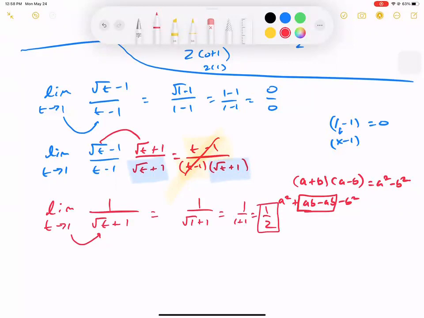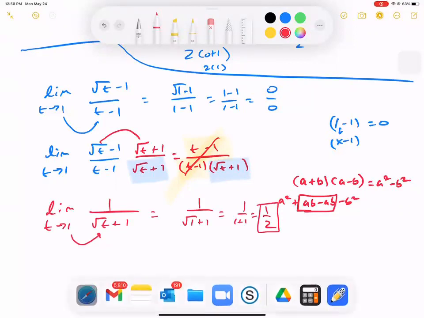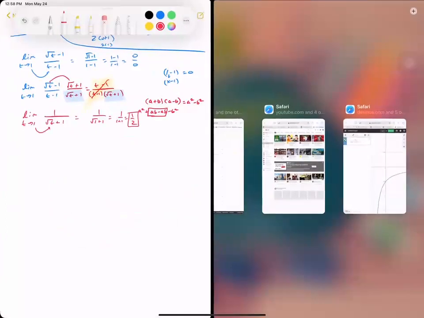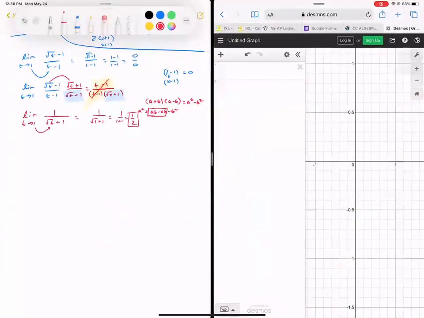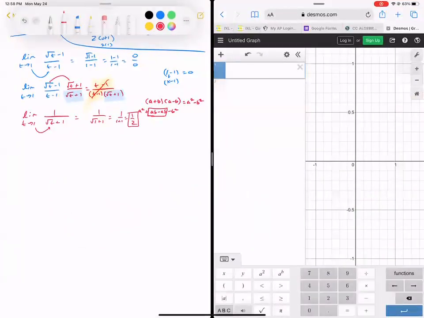And is the answer going to be 1/2? Well, let's go ahead and take a look. Let's go ahead and graph this one more time. So we're going to take the square root of t, let's go ahead and put that in parentheses, actually, t minus 1, divided by t minus 1.